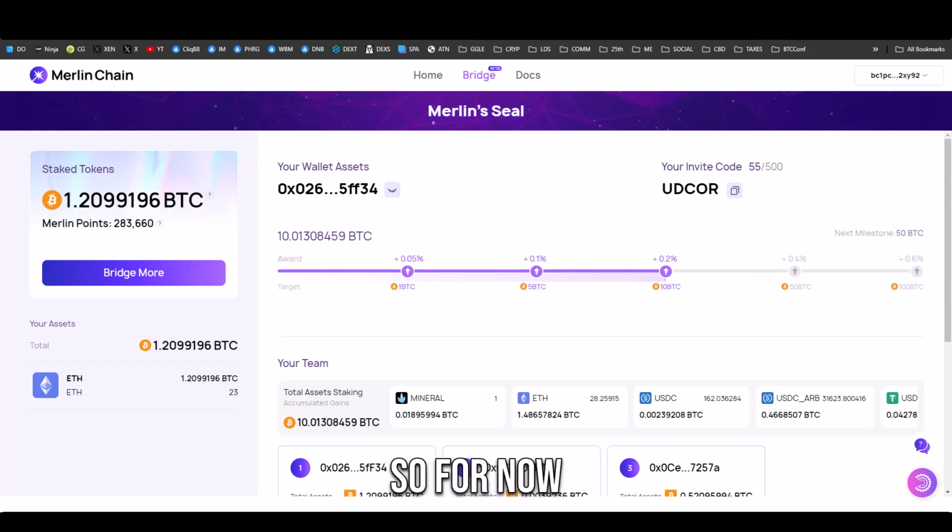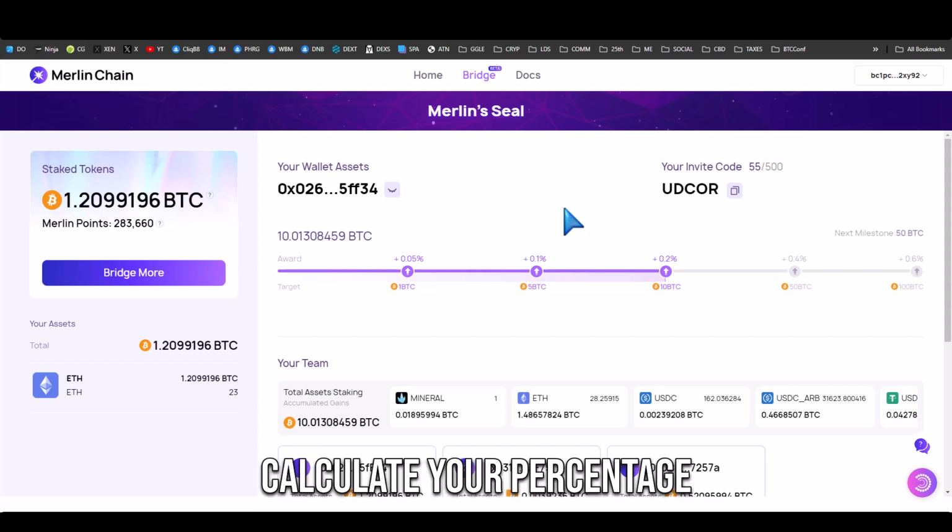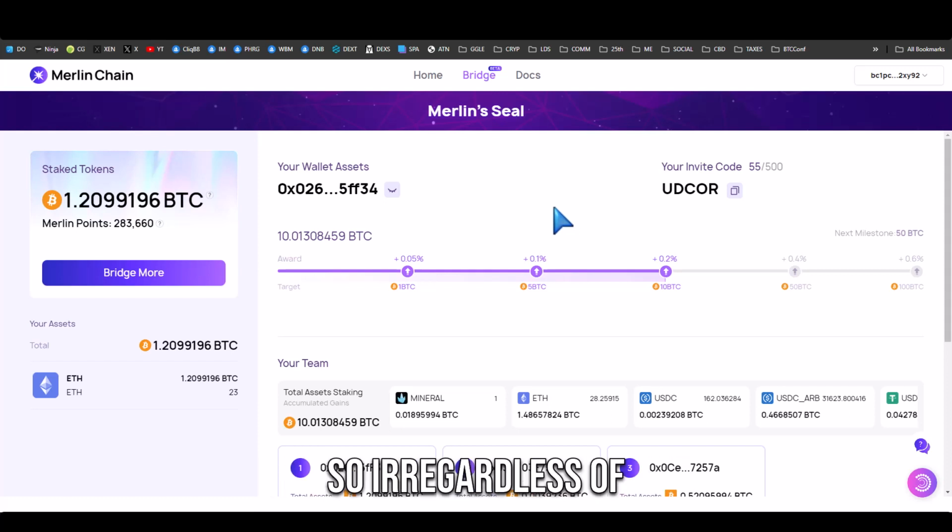Okay, so for now, we are ignoring the points system, okay? Because ultimately, you're in a pool, and it's just like farming from DeFi Summer. You have to calculate your percentage of the pool. So irrespective of the points, it's all about pool values. So let's get into it.